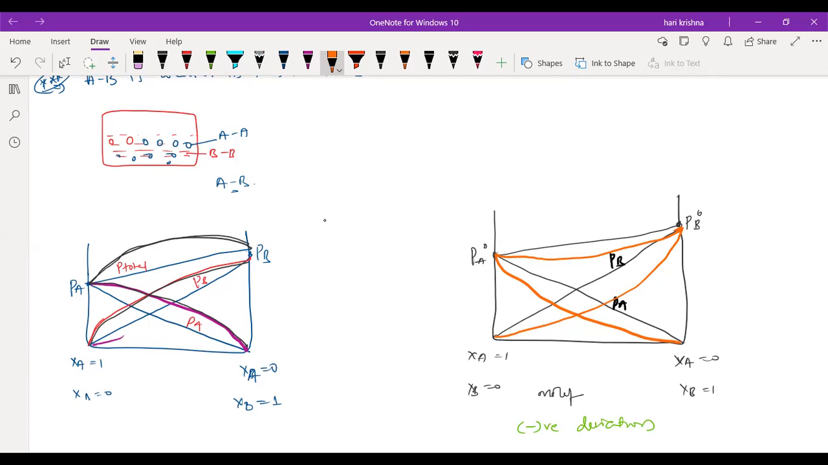Anjali? Yes, sir, clear. So this is a positive deviation graph, this is a negative deviation graph.